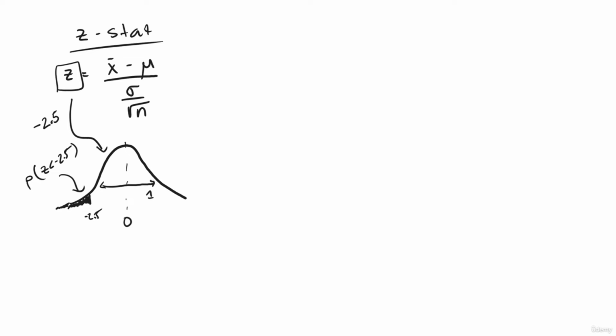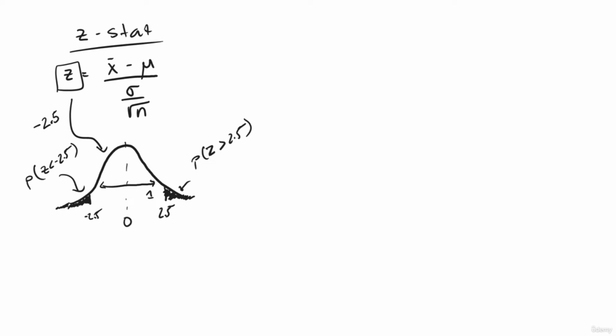Sometimes we care not only about the probability that z is less than -2.5, but also the probability that z is greater than 2.5 on the other side. And 2.5 would be probably about right here. It's not perfect, but I'm sure you get the picture. And the area under this curve right here would be the probability of getting z greater than 2.5.